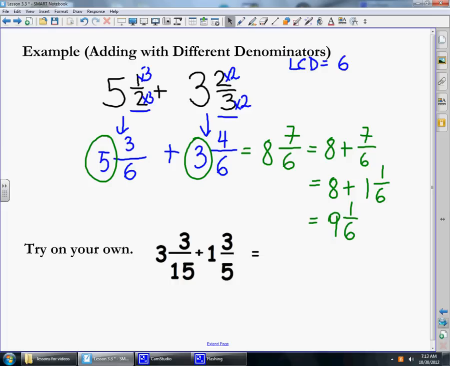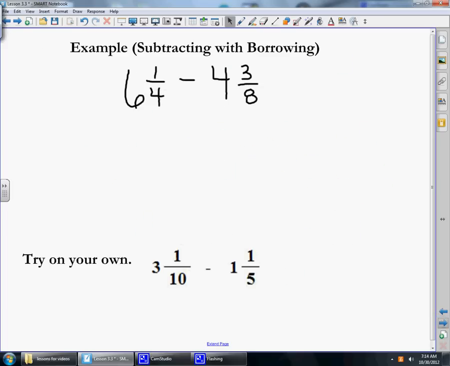Alright? Here's another problem you need to try on your own. You might want to pause the video. Alright, welcome back. If you try this problem on your own, I hope you got 4 and 8/15. Alright, let's take a look at what we need to do when we have two mixed fractions with a different denominator.